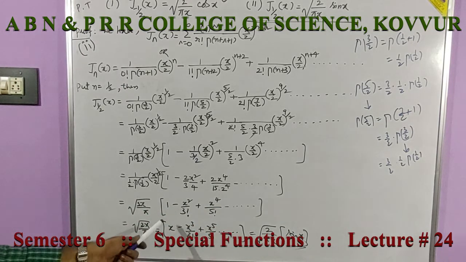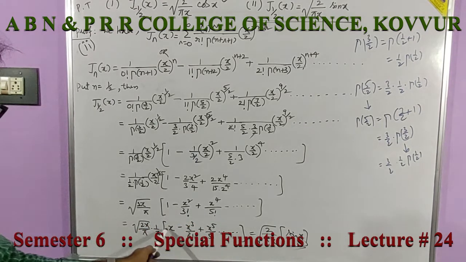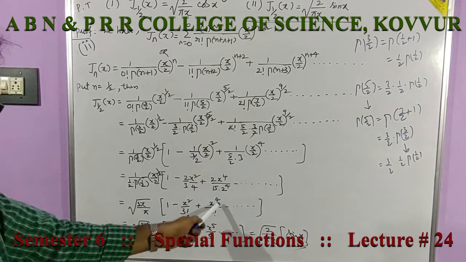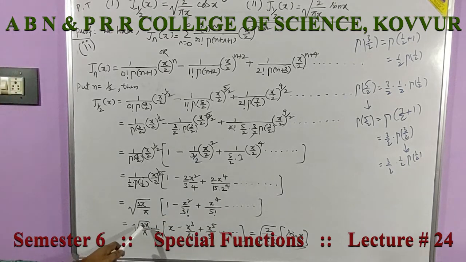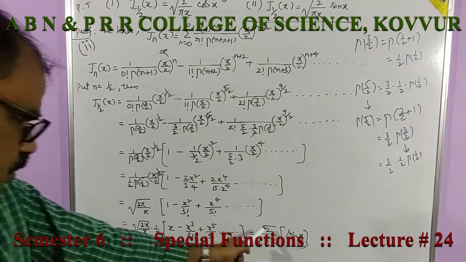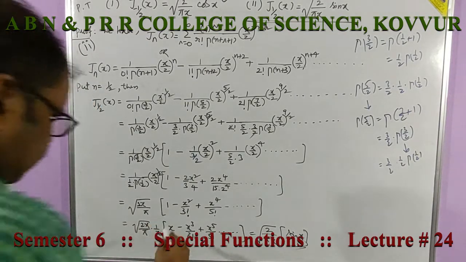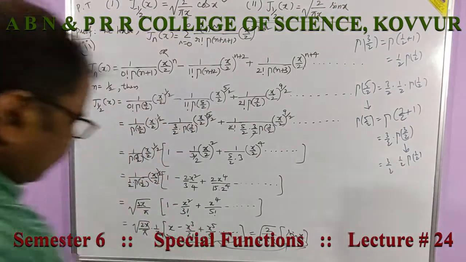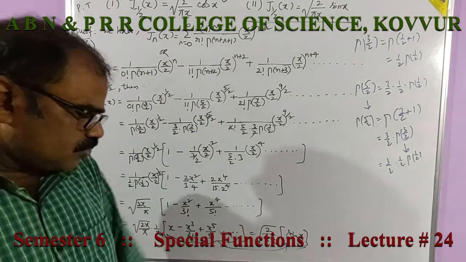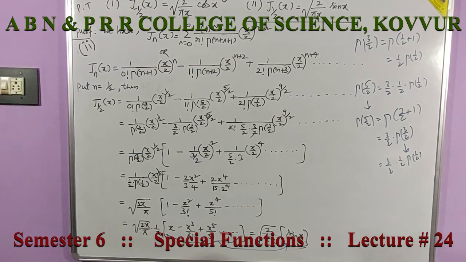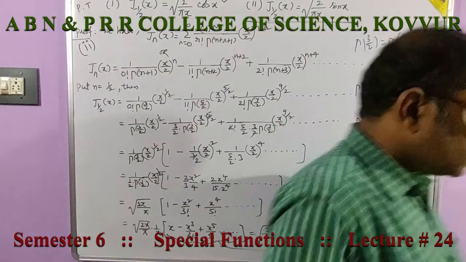Now let us multiply and divide with x: 1 by x into multiply with x, x minus x cube by 3 factorial plus x power 5 by 5 factorial going on. This is root x, this is x, so what you get is 2 by root pi into root x, that is square root of 2 by pi x. This series is nothing but the expansion of sin x, so this is square root of 2 by pi x into sin x.